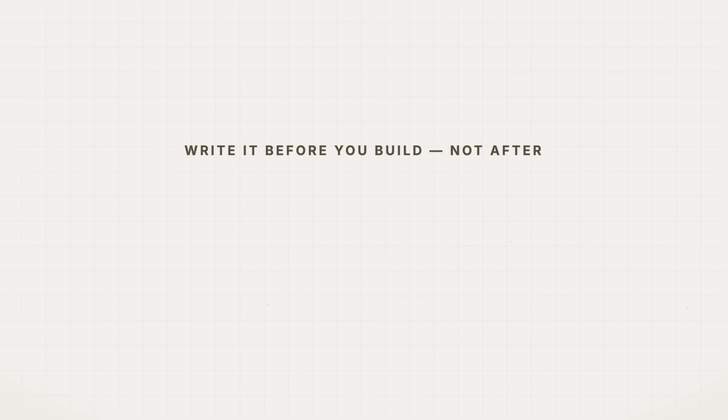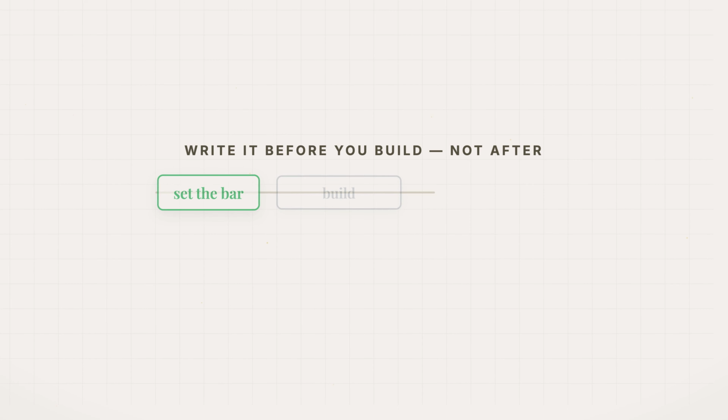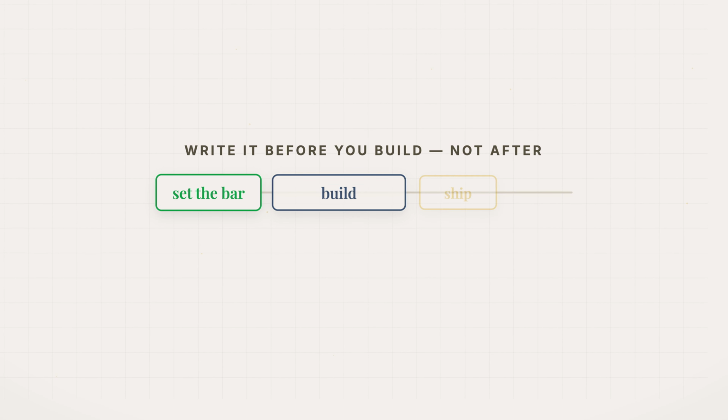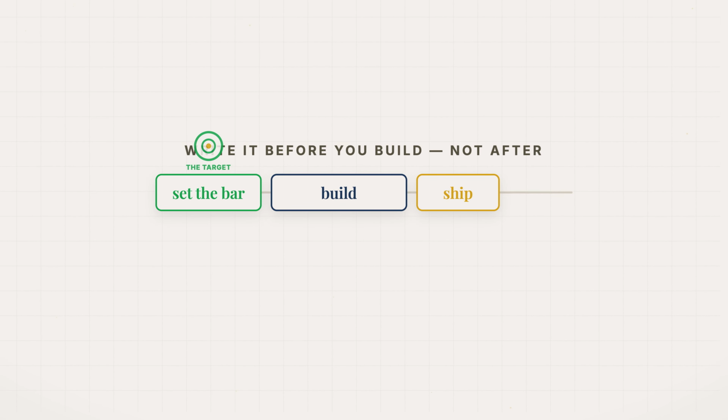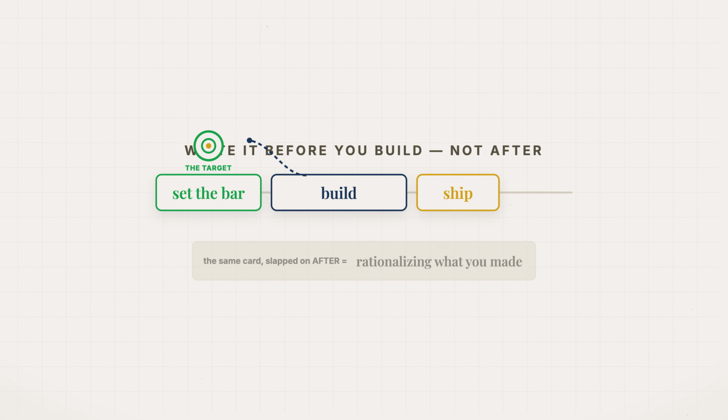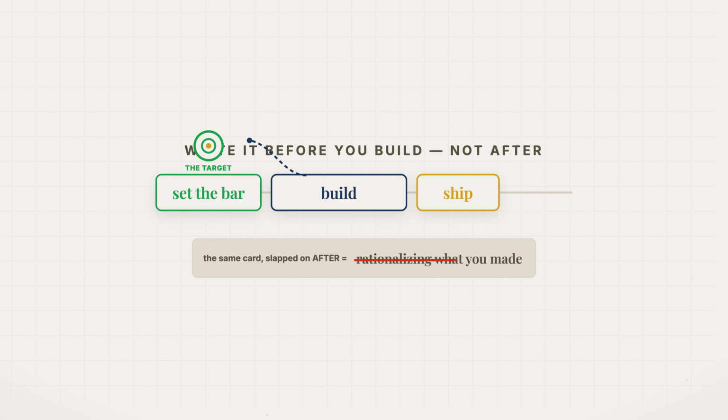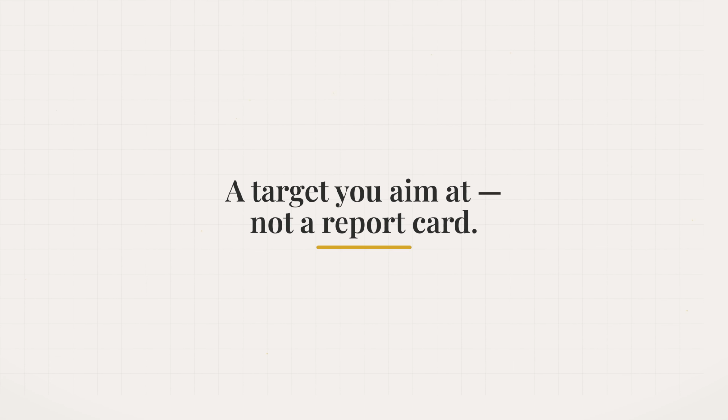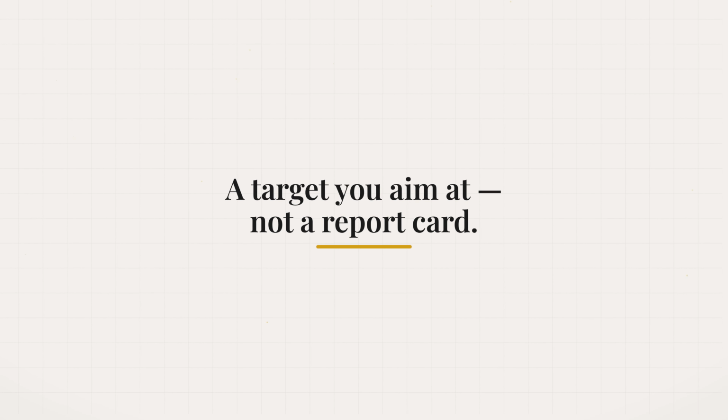And here's the part that decides whether any of this survives contact with a real week. You write a definition of done before you build, not after. That's the whole point of it. After you've built something, you're not defining done. You're rationalizing whatever you happen to make. Set the bar first, while you can still think straight about what good actually means, and then build toward it. The definition is the target you're aiming at, not the report card you fill in at the end.